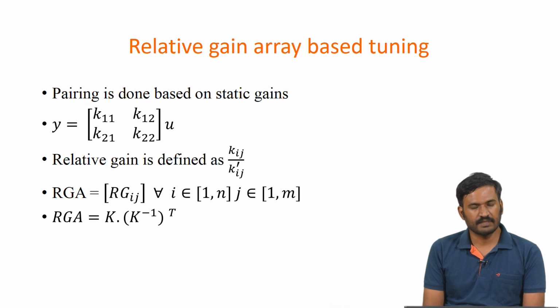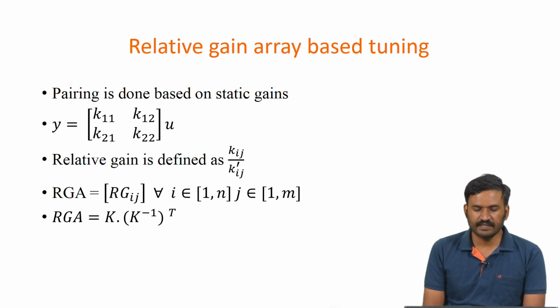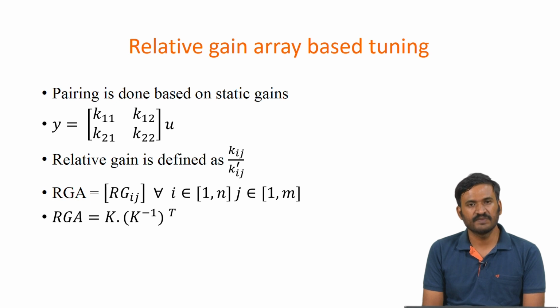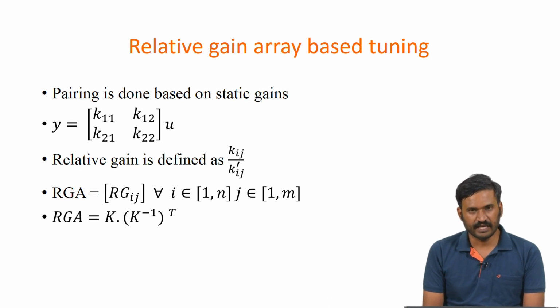We define some terminology, relative gain, as kij divided by kij dash for all i and j values. Now, this kij is the gain of the system, kij dash is the gain of the system where all other loops are in closed loop and only the loop in question is in open loop. So, in such case what is the gain of the system is computed as kij dash. Now, we call the term kij by kij dash as Rg, relative gain ij. Again i runs from 1 to n and j runs from 1 to m, they are indices. So, they are only integer.